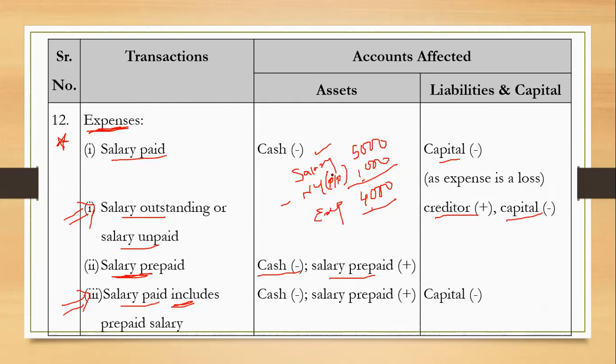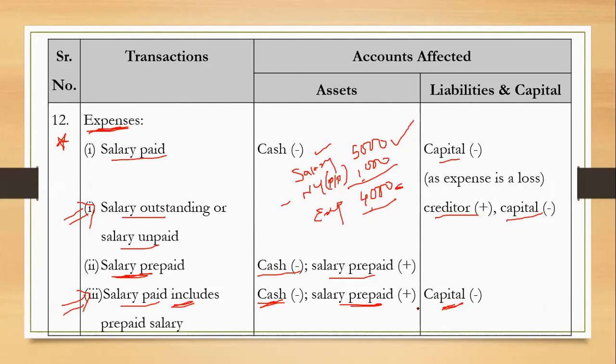Now, how to show this in accounting equation? I have paid 5,000. So 5,000 I'll deduct it from cash balance. 1,000 is paid in advance. It's an asset. So 1,000 prepaid salary will increase, and 4,000 is an expense for me. So that will reduce my capital. So that's why these transactions, salary outstanding or unpaid or prepaid, are always important.